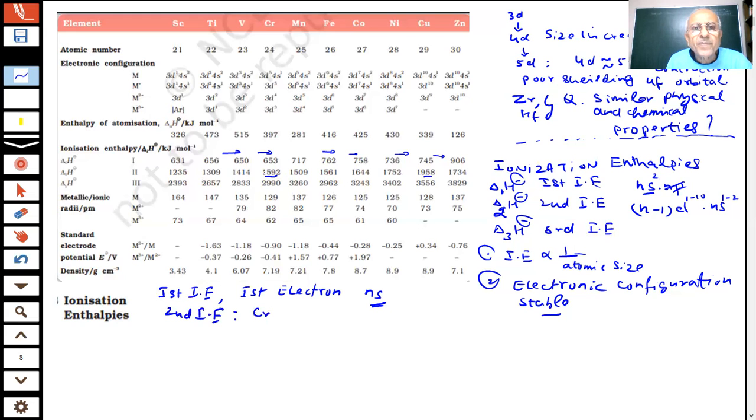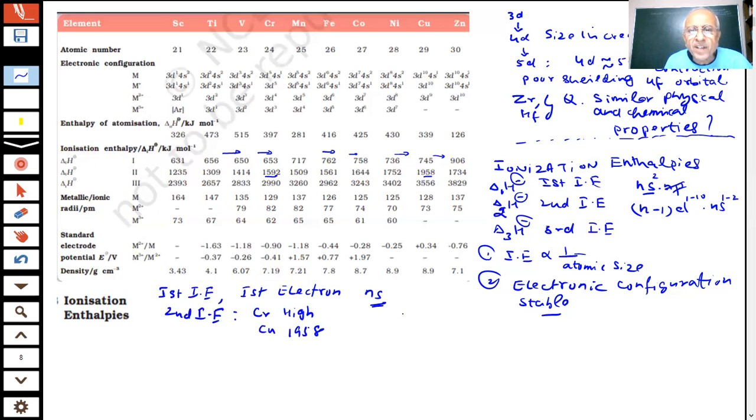Chromium is how much? High. Chromium is 1592, high. And in the case of copper, copper is also high, 1958. What is the electronic configuration? It is related with the electronic configuration, students.